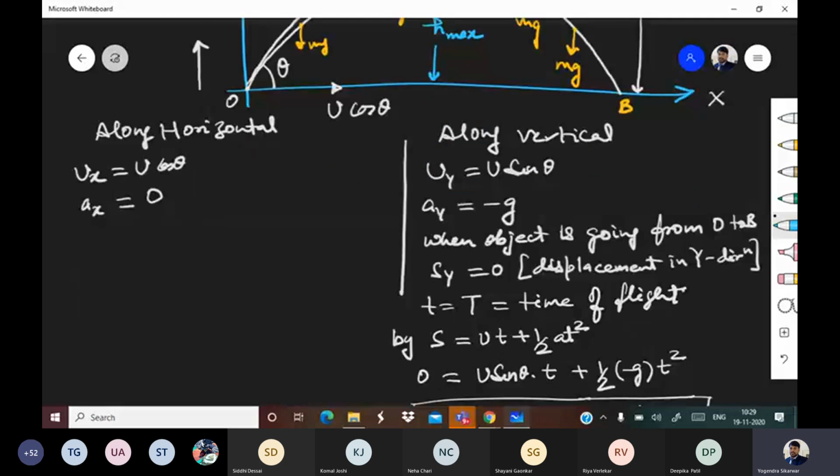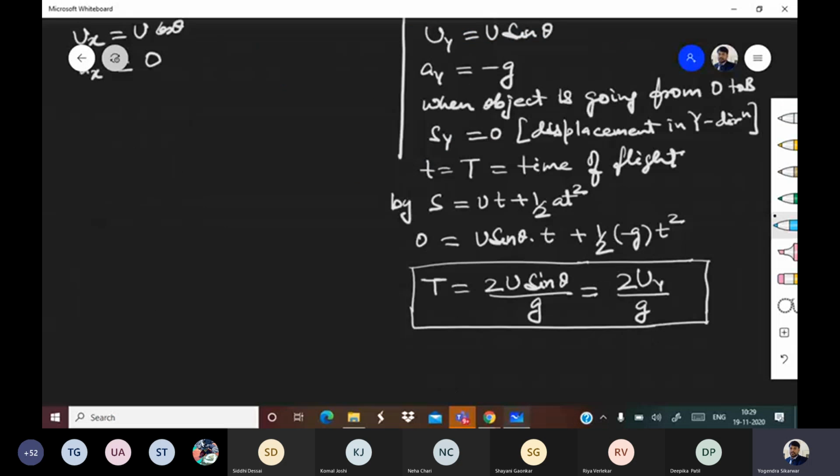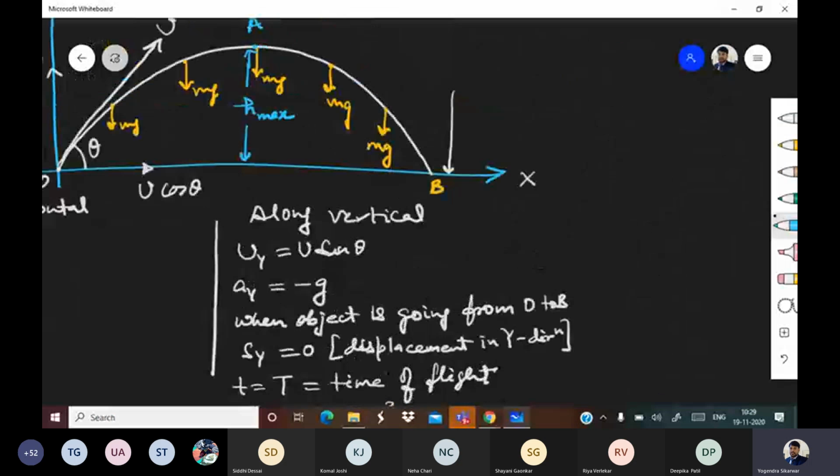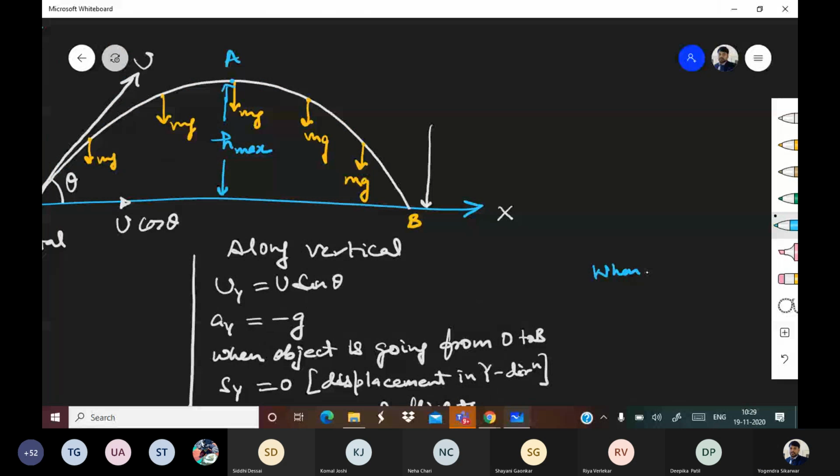So let me write further. When the object reaches A, Sy will be H max, which we don't know. Vy, the velocity along the Y direction at point A, will be 0.